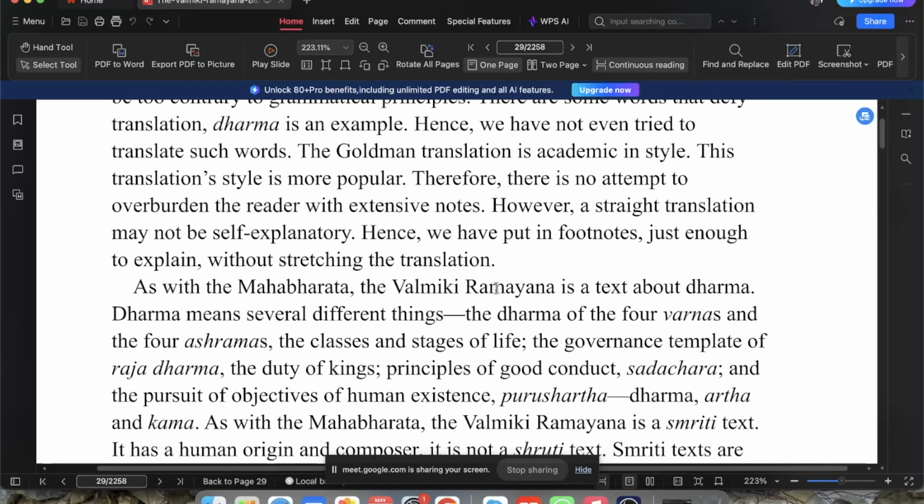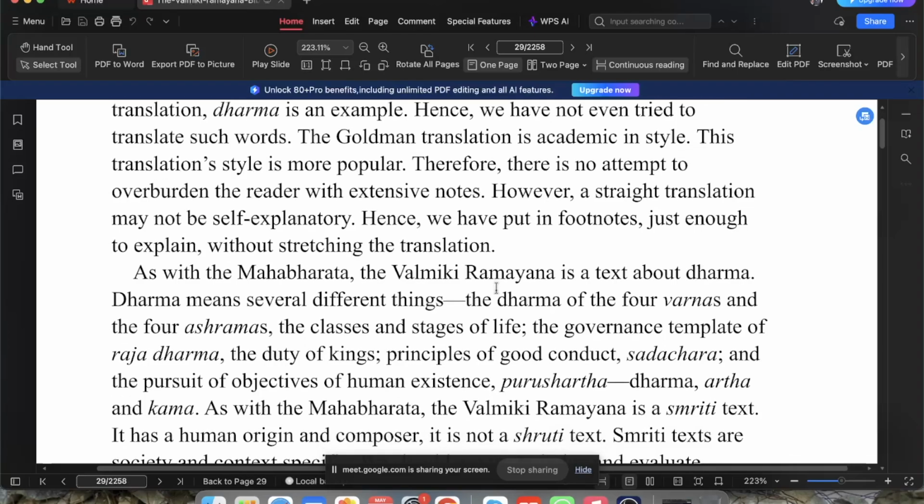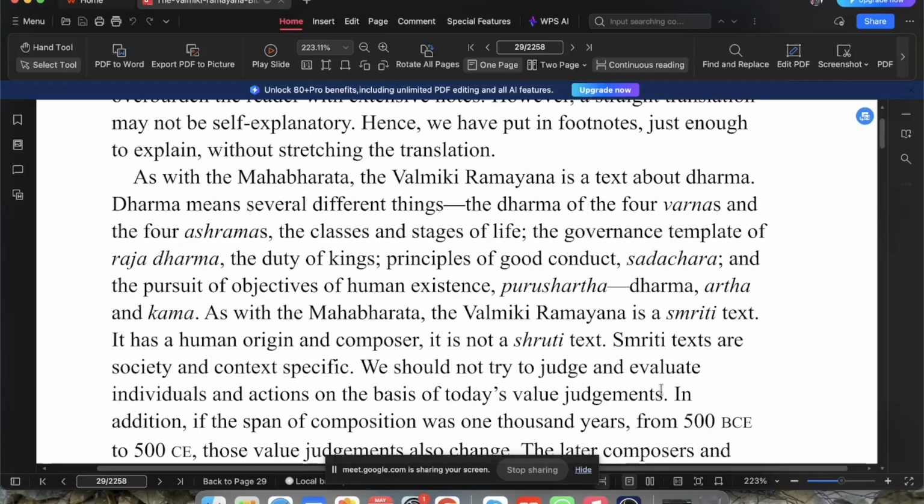So, as with the Mahabharata, the Valmiki Ramayana is a text about dharma. Dharma means several different things. The dharma of the four varnas and the four ashramas, the classes and stages of life, the governance template of Raja Dharma, the duty of kings, principles of good conduct, Sadachara, and the pursuit of objectives of human existence, Purushartha: Dharma, Artha, and Kama.